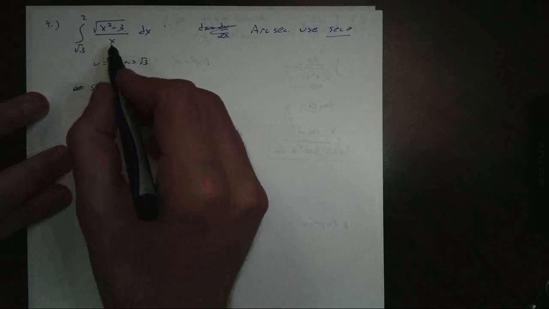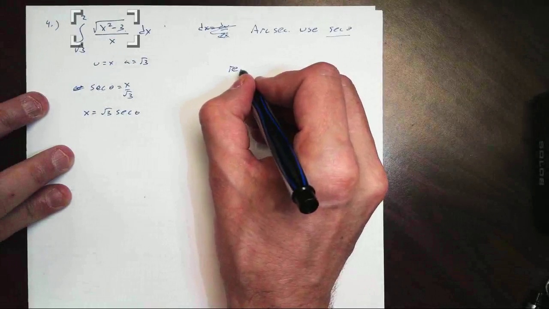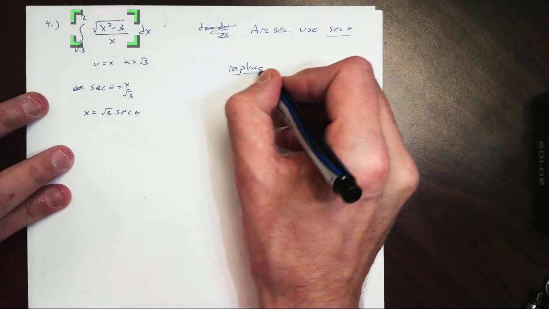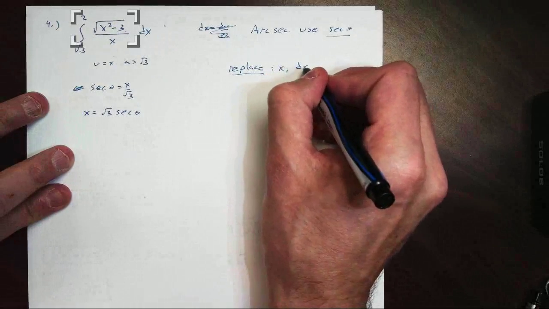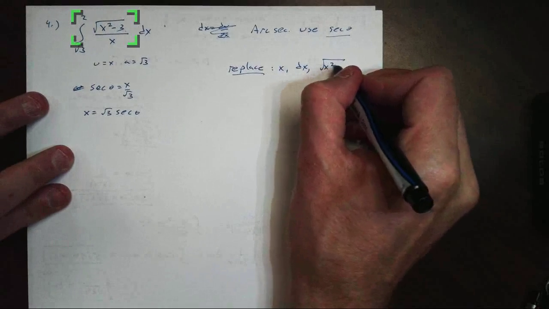Now, I have x, so let's look at everything we have to replace. We have to replace x, we have to replace the dx, and we have to replace that x squared minus 3.